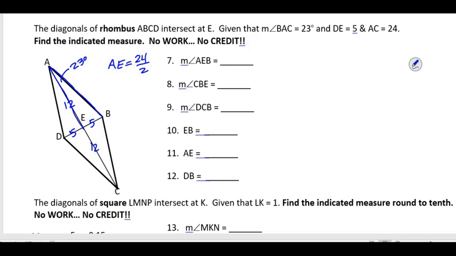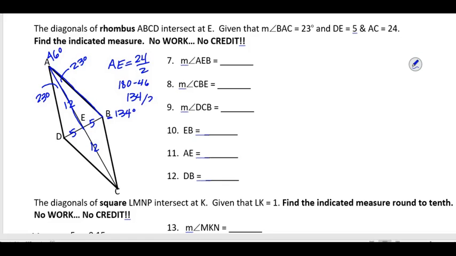So then the other property that we need to remember is that the diagonals bisect the angles in a rhombus. So if that one there is 23, then this one right here is 23, and the whole thing would be 46. Then to find angle B over here, we're going to take 180 minus 46. And that's going to give us 134. So that's what this angle is, 134, the whole thing.